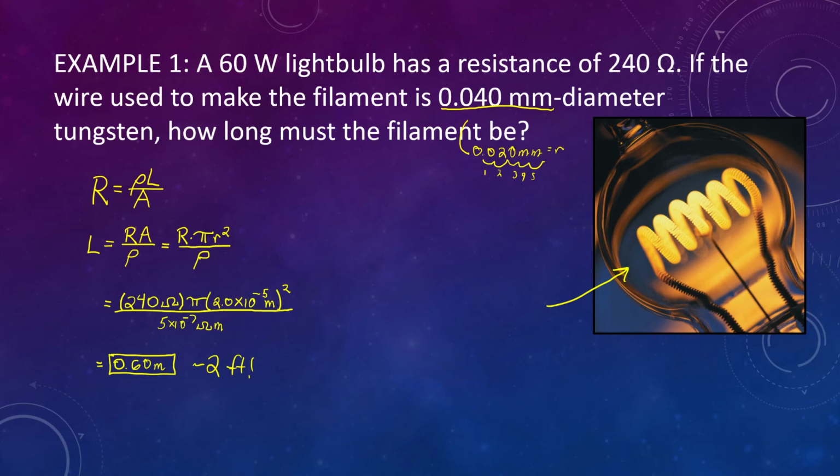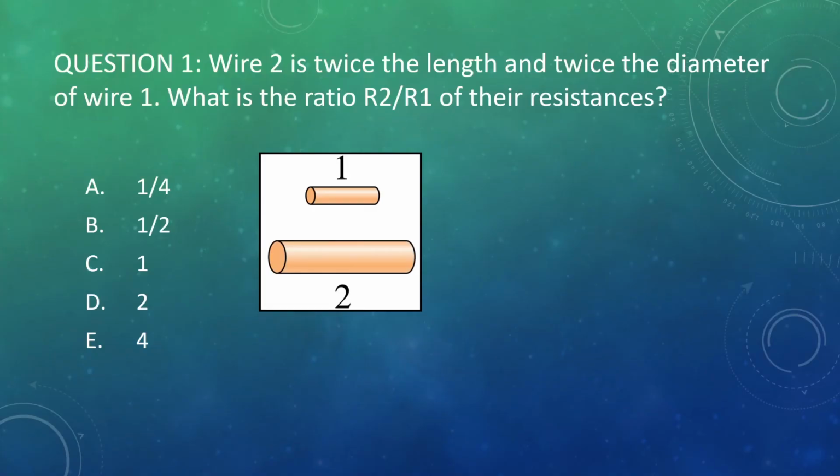Okay. To conclude, let's just do one quick check, or one little end of lecture question. This one involves a little bit of math processing, so I'm just going to go right through this one with you all together. So this problem says wire 2 is twice the length and twice the diameter of wire 1. What is the ratio of resistance 2 divided by resistance 1? So let's just go ahead and solve this together. It does involve some math. You can probably do it mentally, but it's not easy.